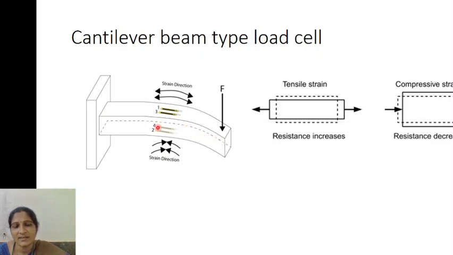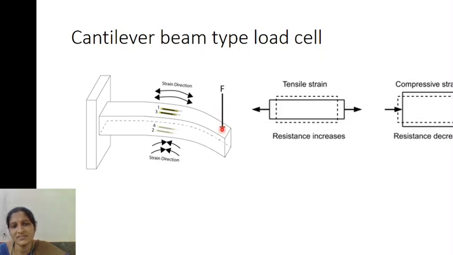On both sides of the beam you will be attaching strain gauges. On the upward direction you are attaching strain gauges 1 and 3, and in the downward direction strain gauges 2 and 4 are attached. When a force is applied onto the free end of this cantilever beam, that is the force which is to be measured, it is applied on this one end.